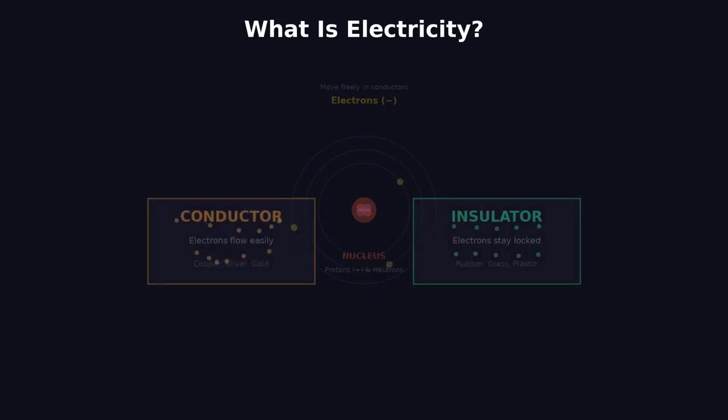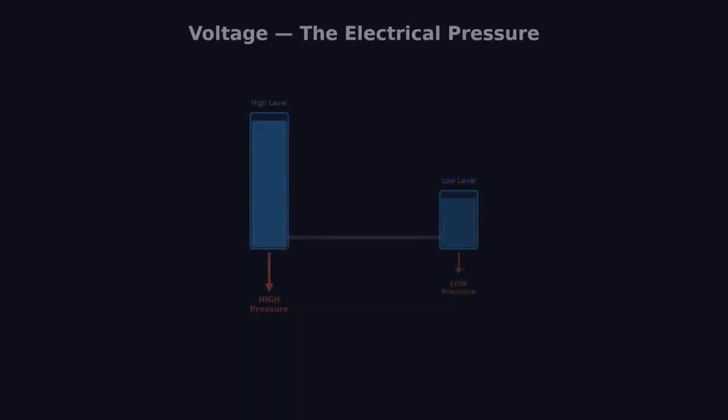Some materials make that movement easy. We call them conductors. Copper is the classic example. Others block electron flow almost completely. We call those insulators: rubber, glass, plastic. So the difference between a wire and the coating around it comes down to one thing: whether electrons can move freely.